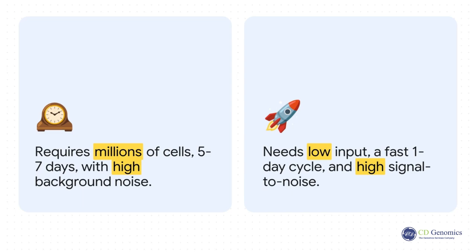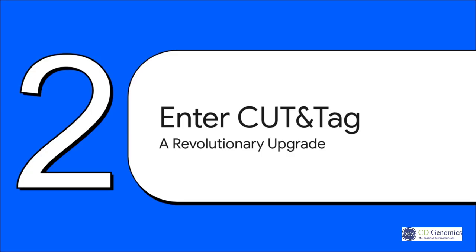It also demands a grueling 5 to 7 day experimental cycle. So yeah, you can go ahead and say goodbye to your weekends. It involves all this tedious formaldehyde cross-linking and ultrasonic fragmentation. And the kicker? Even after all that work, you're often battling this high background noise that completely obscures your data. So what's the ideal solution? Well, we need something that requires ultra-low cell input, has a drastically faster turnaround time, and actually delivers a pristine, high signal-to-noise ratio. Which brings us to section 2.